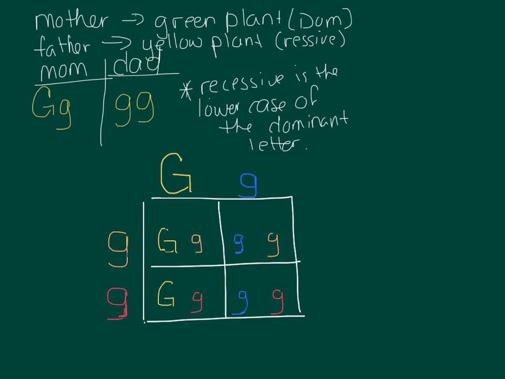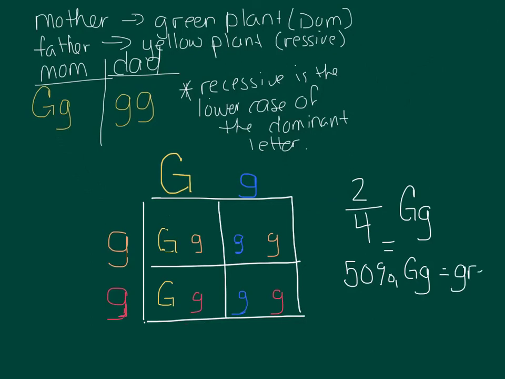So what I need to do now is to figure out my percentage. So I have 2 out of 4 that are big G, little g, and that equals 50% big G, little g. Big G stands for green, so those are going to express themselves as green.